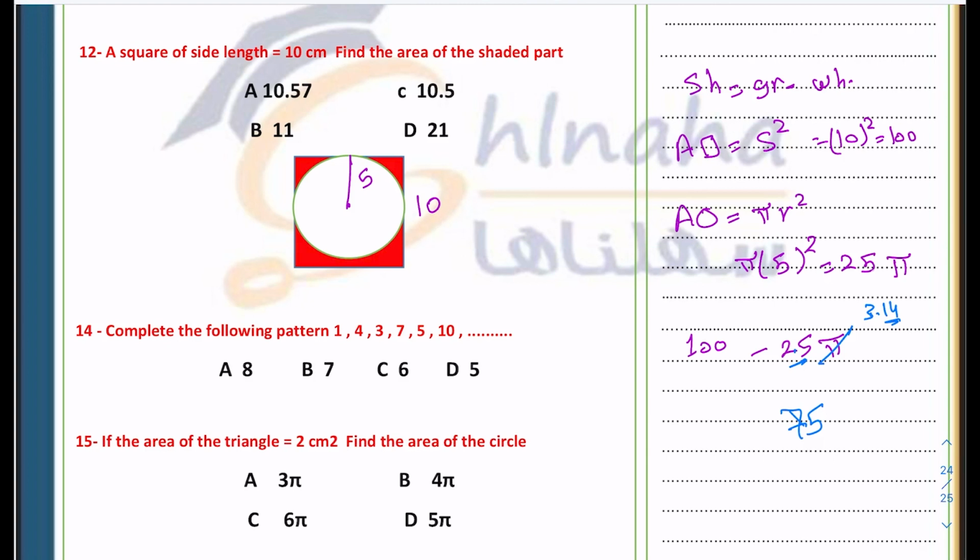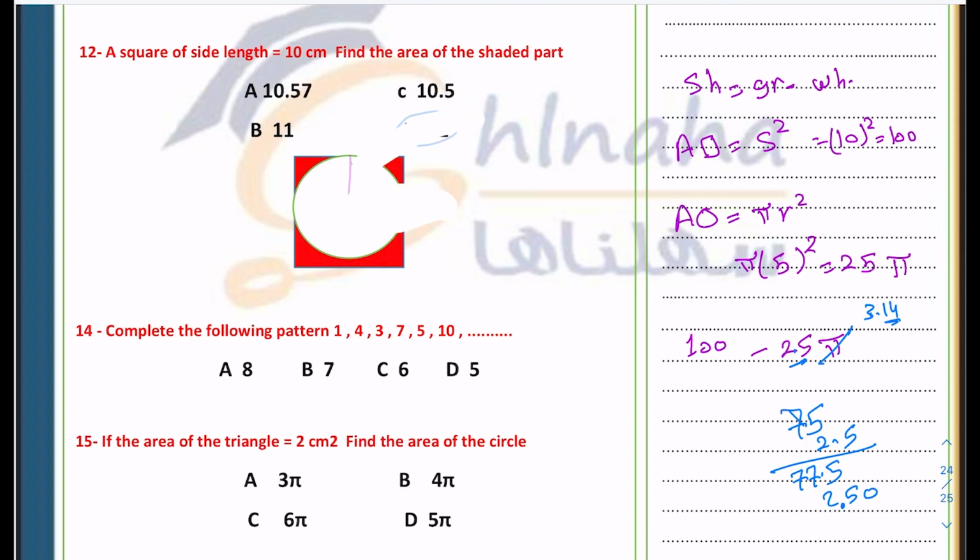If I take it like 10 times 25, it will be 250. So it's approximately 2.5. So the answer here will be approximately 77.5. Approximately 77, or 78 minus 100 will be 22. So I will choose the close one, which is 21.